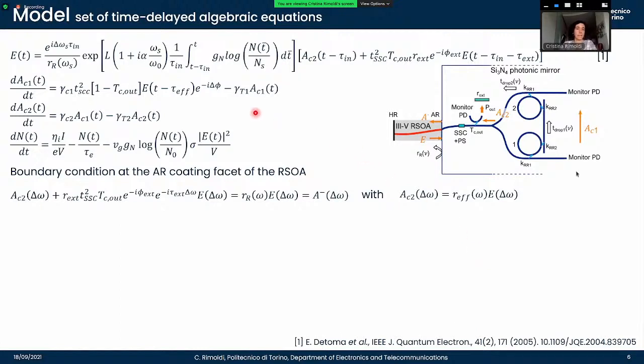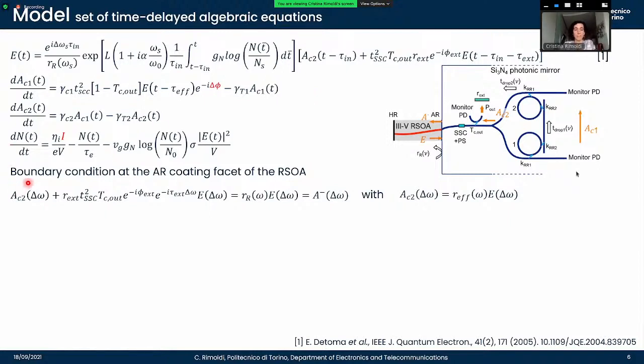Now, our model is a set of time delayed algebraic equations where E here is the field that is entering the silicon photonic circuit. AC1 is the field that travels from the first to the second ring. And AC2 is the field that is leaving the splitter. And N here is the carrier density. Now, for a full derivation, especially of the equation for the field E, I would like to point you to this reference here. Here instead, I would like to highlight the most important parameters for our analysis. In particular, I is the bias current, and delta phi is the phase shift that is there due to the presence of the phase section that I illustrated earlier. And we use delta phi to control the laser detuning under the reflectivity bandwidth.